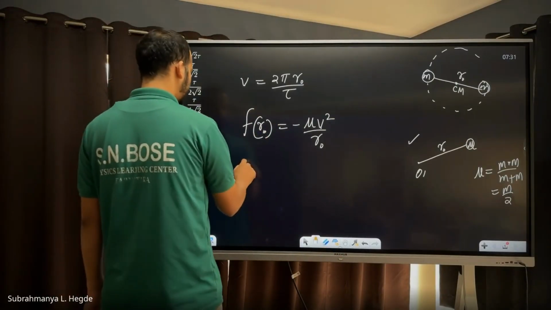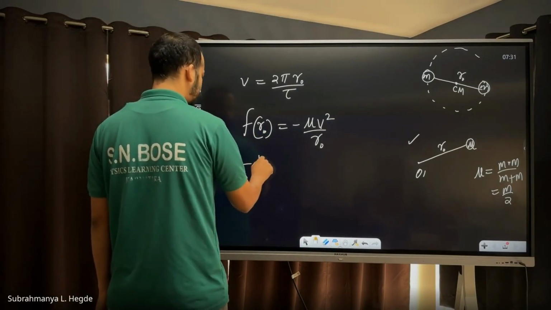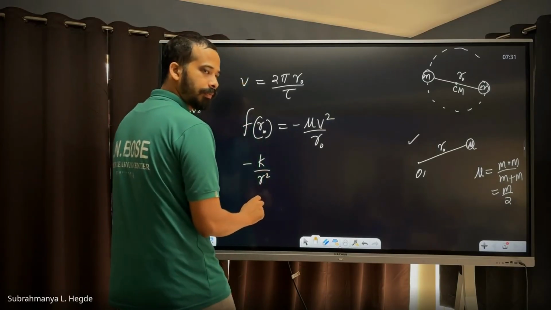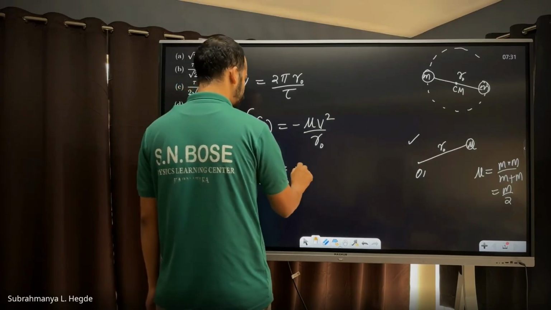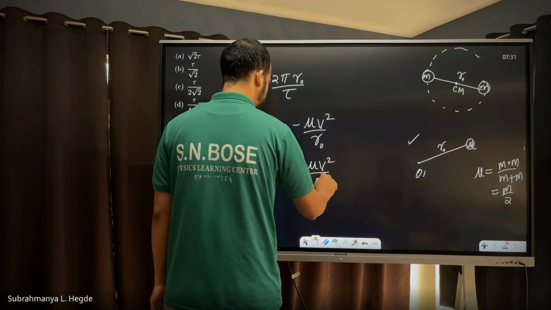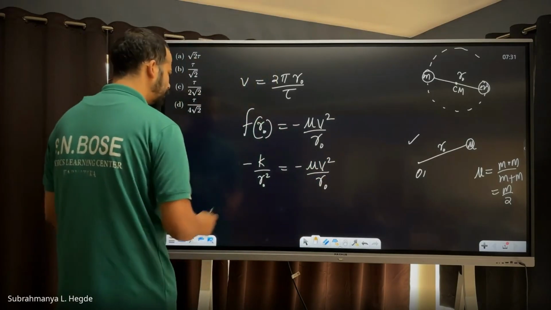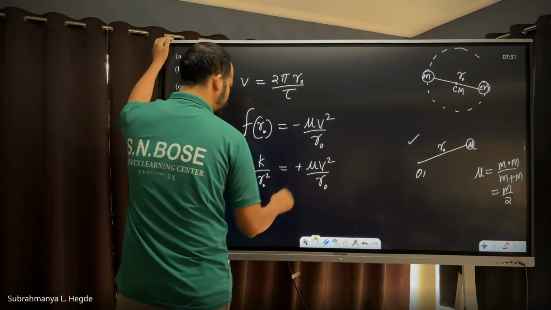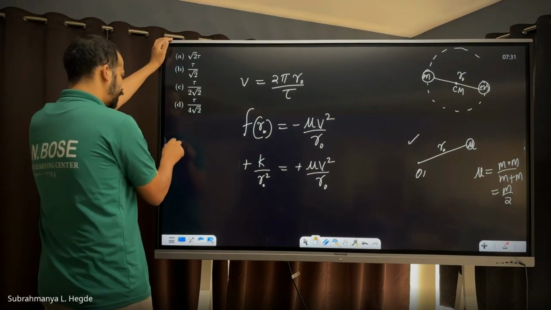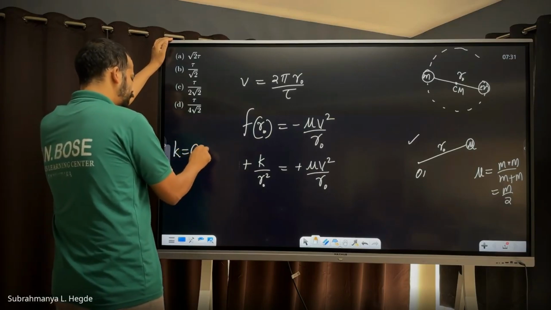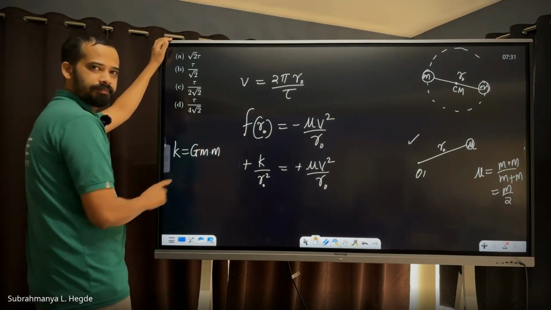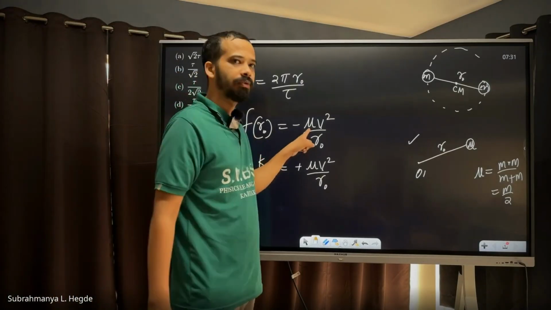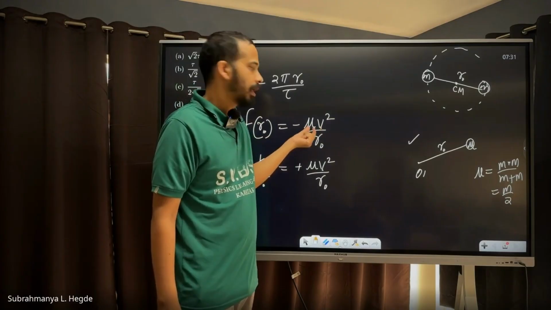So what is that f of r naught? Can I write it as minus k by r naught square? That's equal to minus mu v square divided by r naught. I'm just collecting whatever he gave. So this negative sign will get cancelled. Where k is equal to G m into m. But I will keep k as k. Since I'm seeing the equivalent 1D problem, I'm taking mu here.